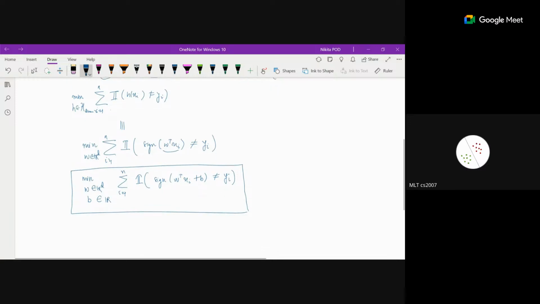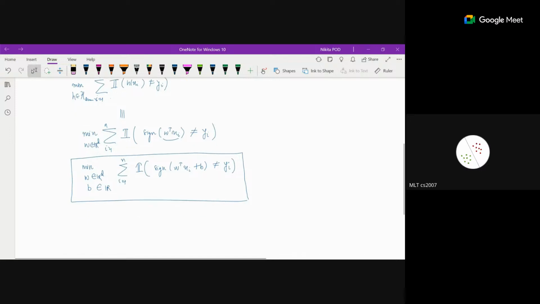We had not seen why this is an NP-hard problem. We cannot prove this in this course. But what we had seen is that these kinds of problems are NP-hard problems. It means you cannot solve them in polynomial time. So since it's an NP-hard problem, how can we deal with this? Now we are going to see this loss from a different perspective.